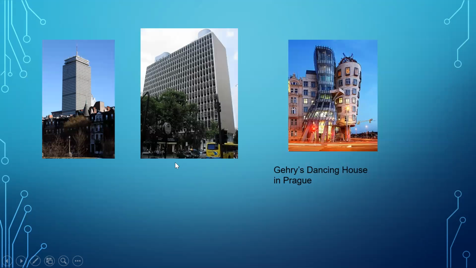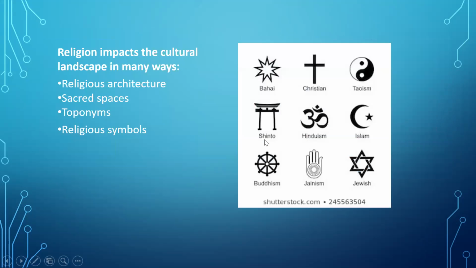So you've got modern architecture here, obviously skyscrapers. Or you might see postmodern architecture where it looks all funky, like this Danzig house here in Prague. Okay.